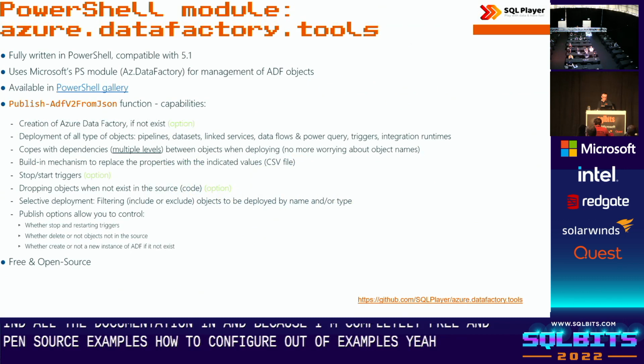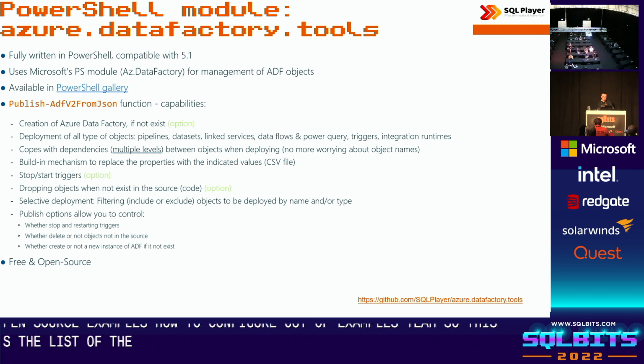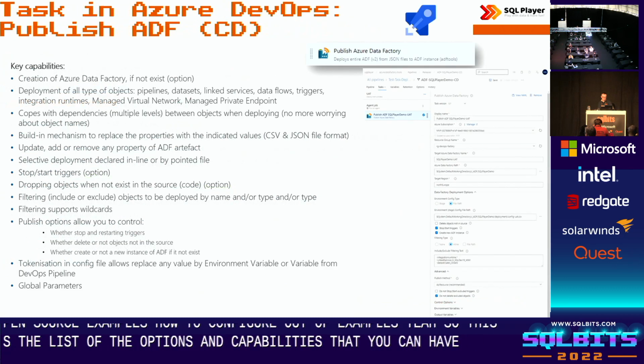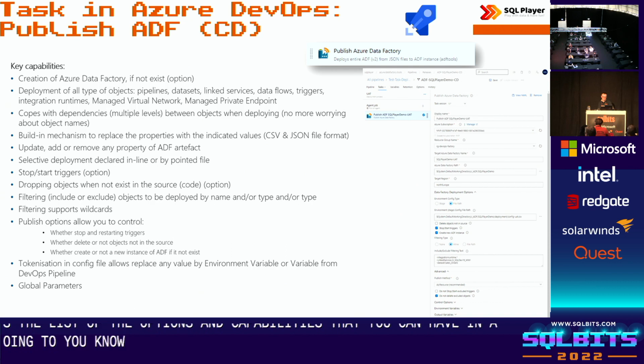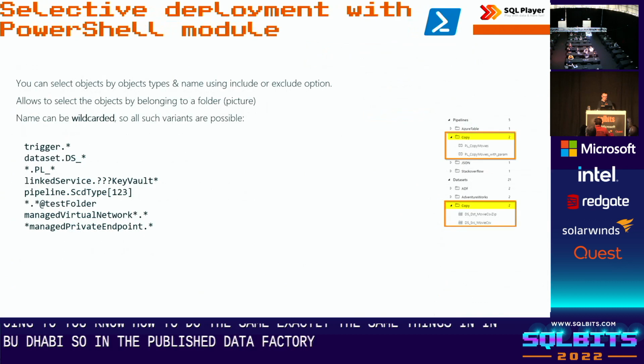So this is the list of the options and capabilities that you can have. I'm not going to go through it because we don't have time for it, but I will show you in a minute how to do exactly the same things in Azure DevOps. Yeah, so in the publish Azure Data Factory tool.